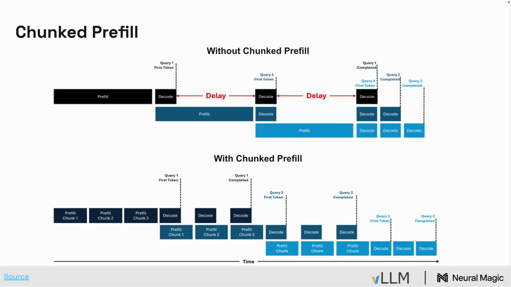However, with chunked prefill, we make that prefill take a little bit longer, with a little bit of inefficiency, by splitting it into chunks. But we get to keep that consistent time between decodes and overall get all the requests done faster. So it's really an important optimization that's enabled by default in vLLM.